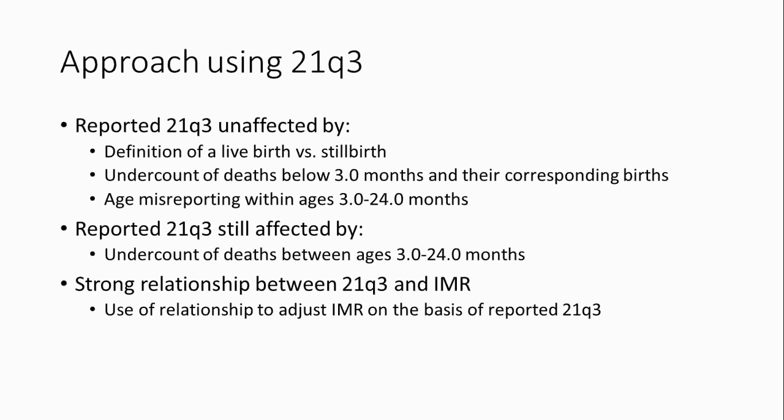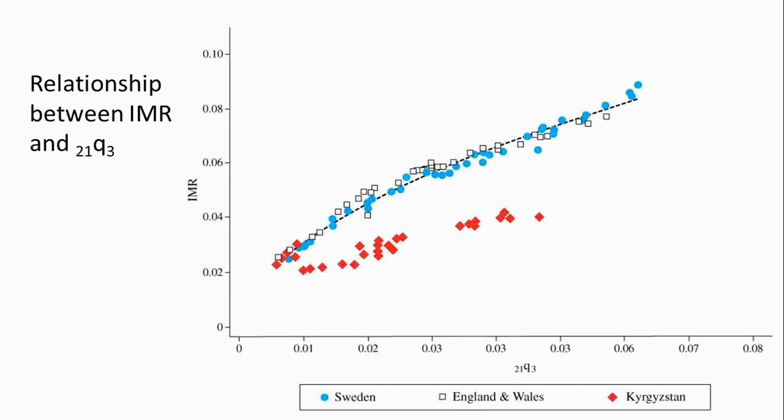And we also take advantage of the fact that there is a strong relationship between 21Q3 and IMR. Danzhen showed some graphs already. And the idea is that we're going to be using this relationship to adjust the infant mortality rate on the basis of the reported 21Q3. And for this we use data from Sweden and Minas. Sweden is one of the peers each pattern.